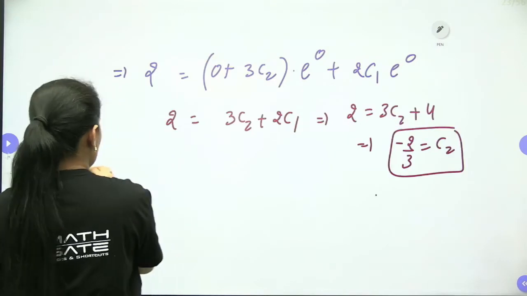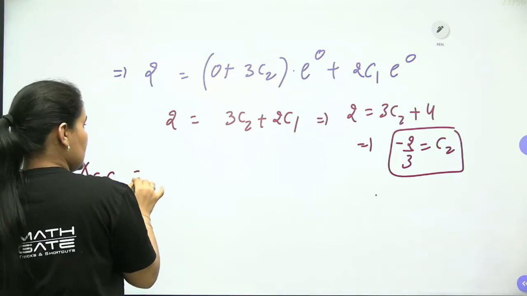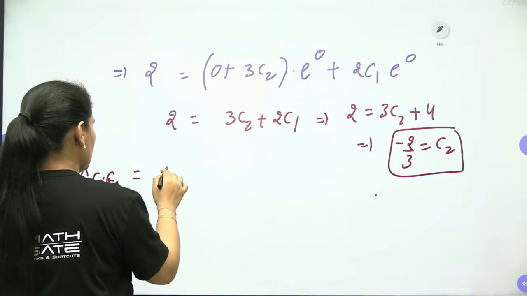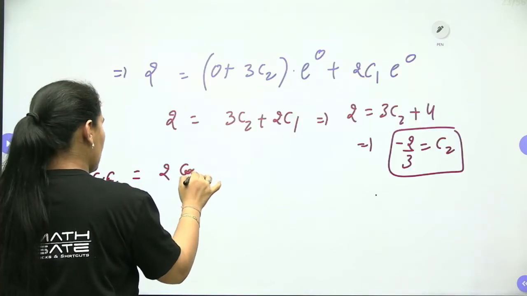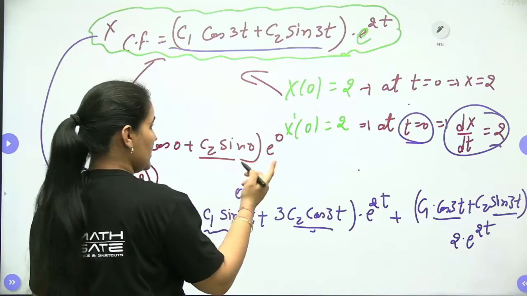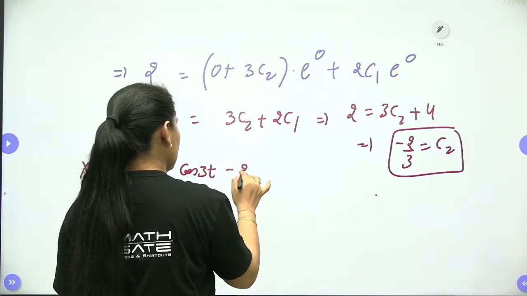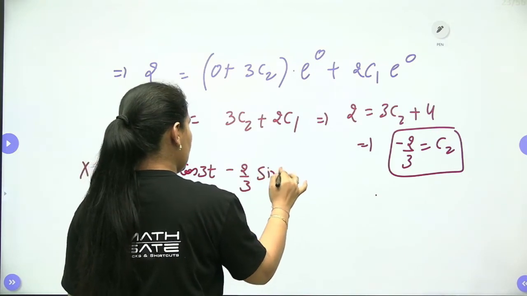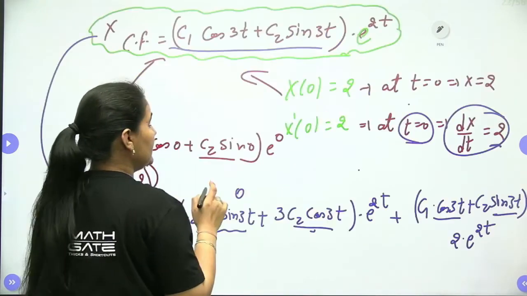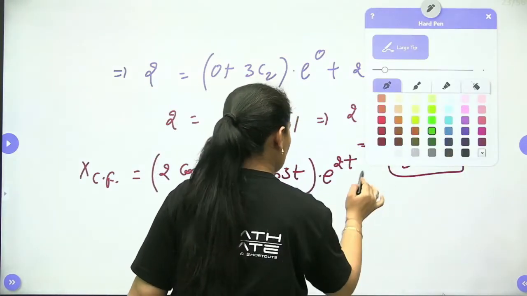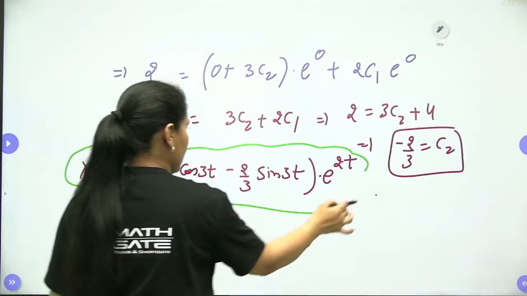So finally the solution x complementary function will be c1, which is equal to 2 only, so it will be 2 cos of 3t plus c2 is equal to minus 2 by 3, so you can write down minus 2 by 3 sin of 3t, all multiplied by e to the power 2t. So this will be my final answer, dear students. This will be the final answer, okay.